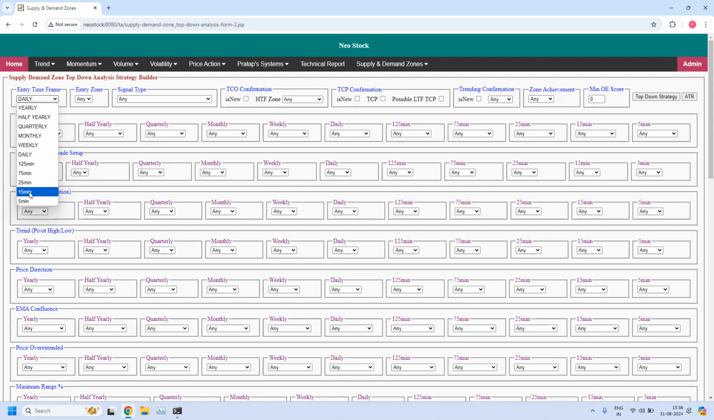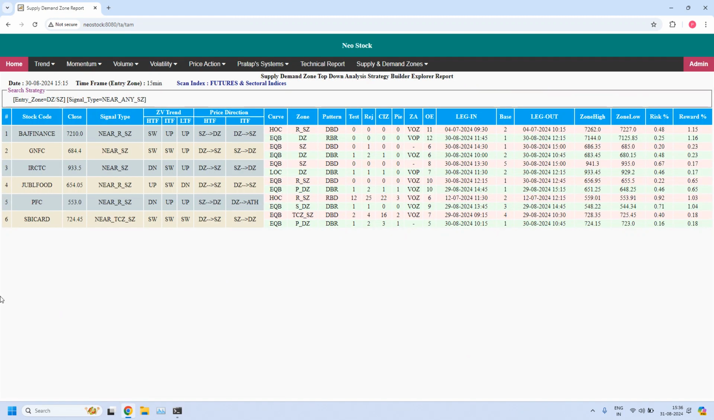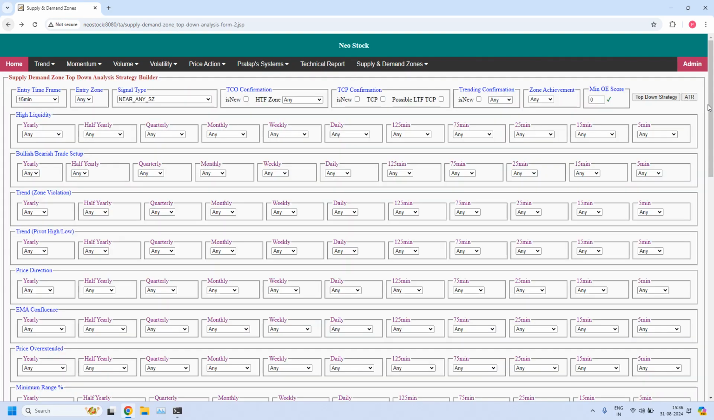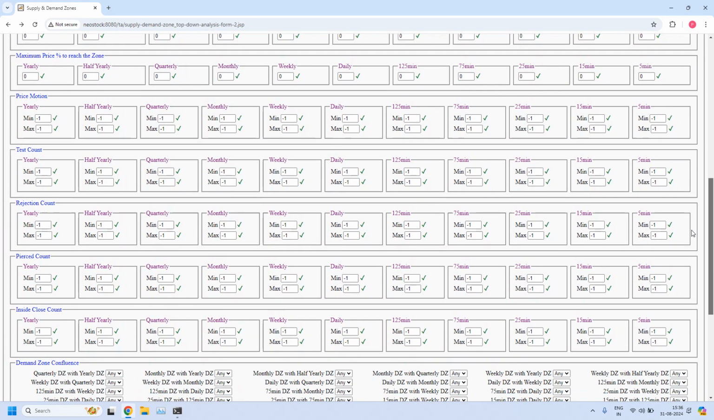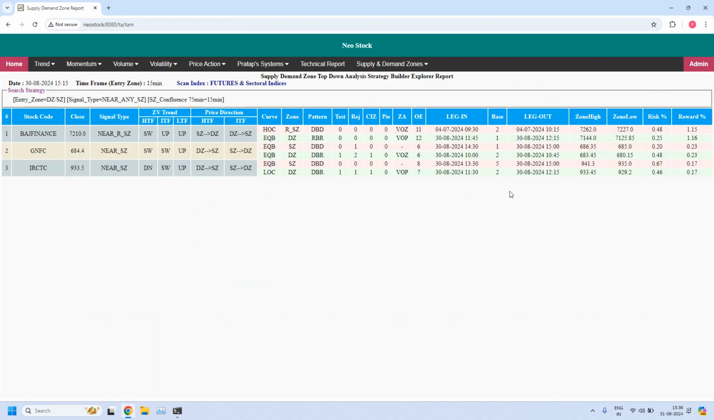For the 15 minutes time frame, let us find the stocks near the 15 minutes supply zone. 6 stocks are filtered. And let's verify out of these 6, how many of these zones are having confluence with the 75 minutes supply zone. 15 minutes and 75 minutes supply zone confluence. So I am enabling 15 minutes supply zone with 75 minutes supply zone. It's enabled. Now let's filter. So 3 stocks are filtered.